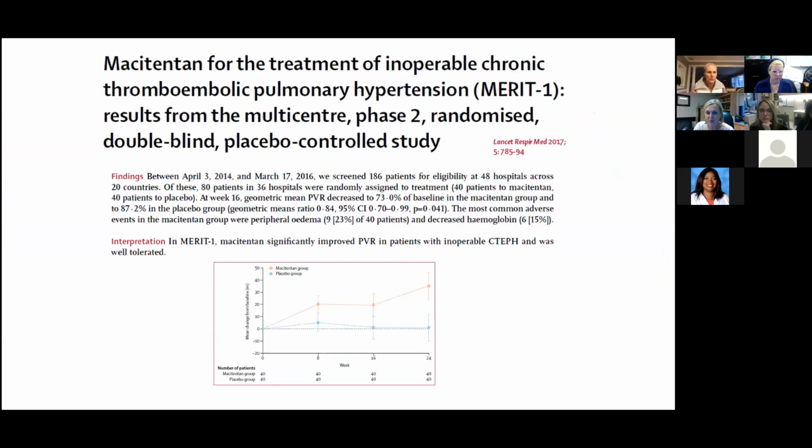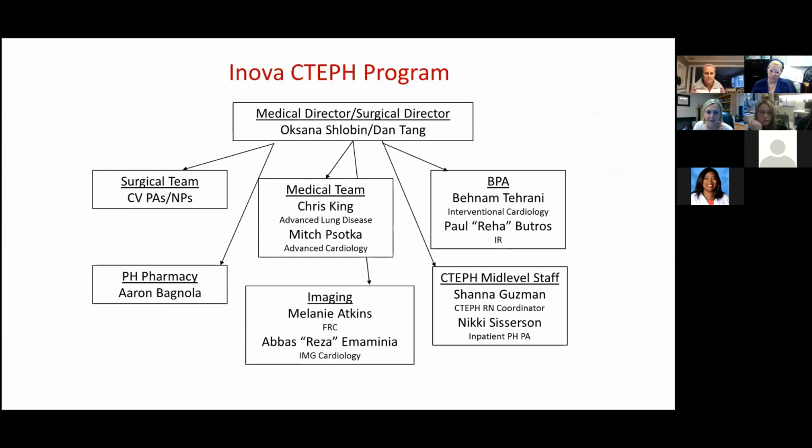There was another trial of a drug called macitentan, which we use for pulmonary hypertension, that was just published a couple of years ago. There were about 190 patients there, and that trial looked at the drop in pulmonary vascular resistance in patients who either got macitentan or placebo. It was a positive trial, but the FDA wanted more data, so that medication did not get approved for CTEPH. Okay, so I mentioned already we have a CTEPH program in the hospital.